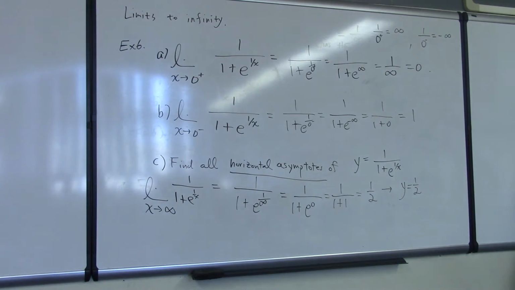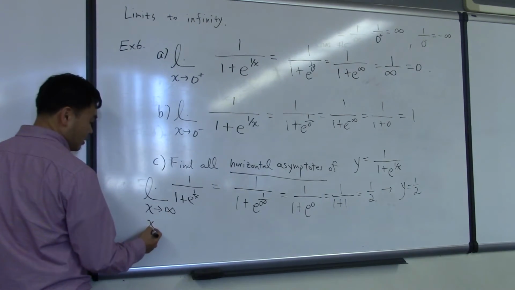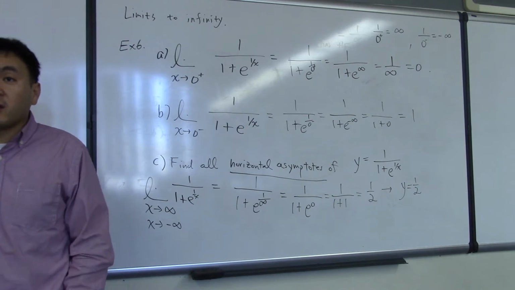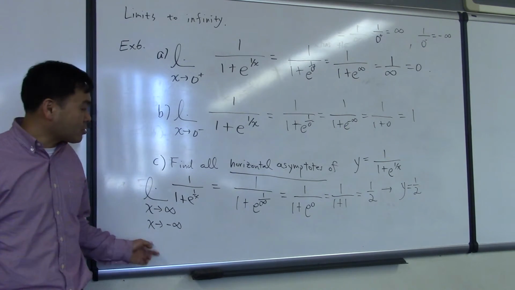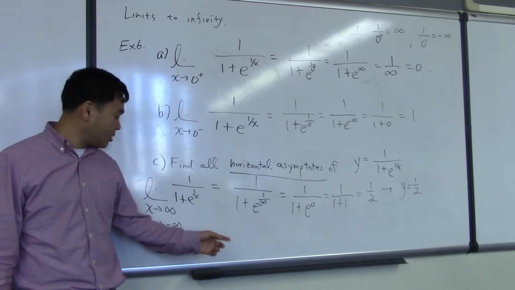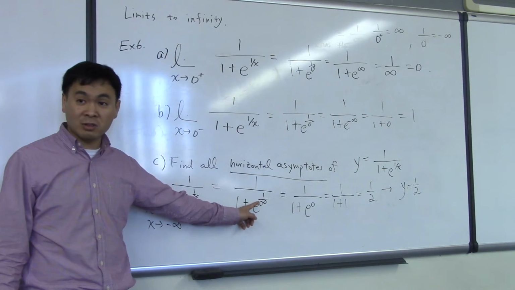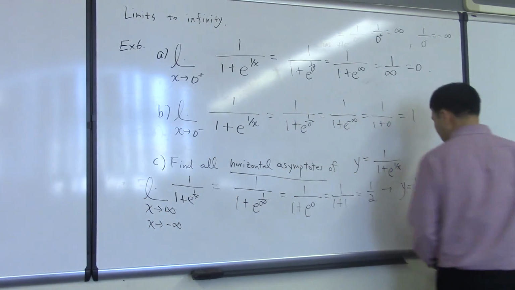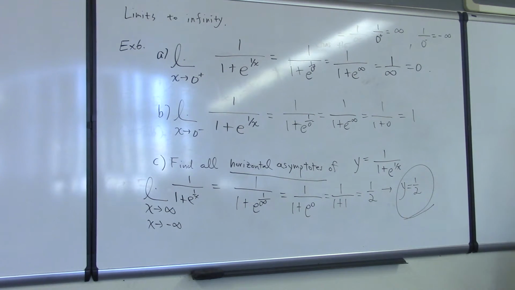Now, you should not finish here. You should also check when x goes to negative infinity. In some rare cases, the two limits don't agree, and you get another horizontal asymptote going to the left. But for this case, it will give you the same value, because if you plug in negative infinity, this will be negative infinity down here, but 1 divided by negative infinity is still 0. So you get the same answer. In both cases, you'll be getting y equals 1/2 as the only horizontal asymptote.